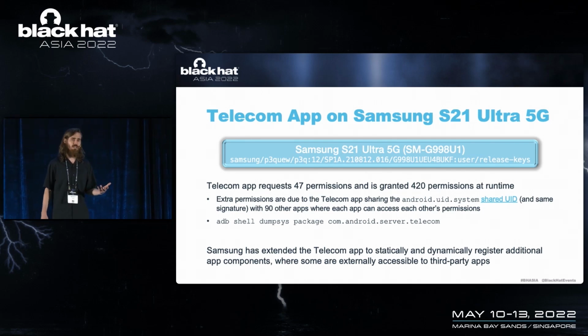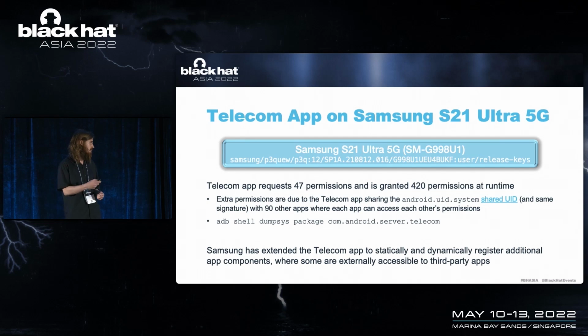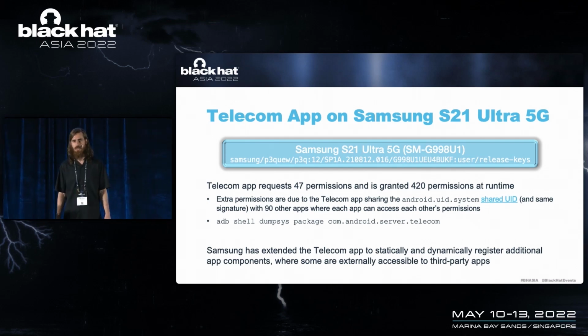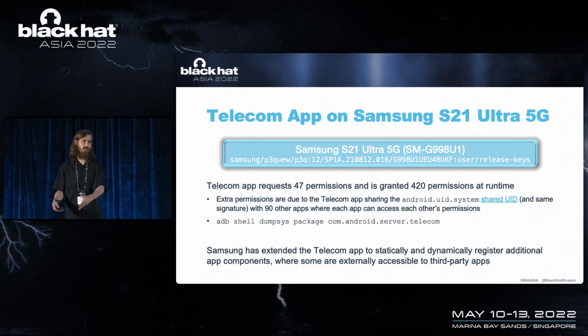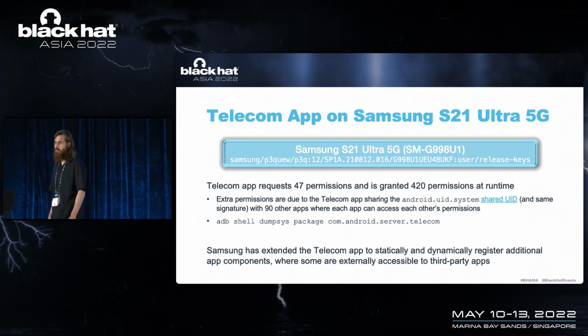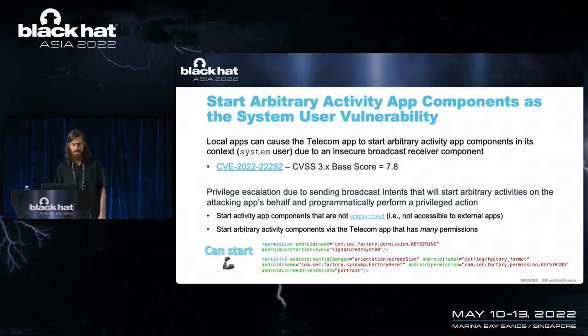And if you use ADB, Android Debug Bridge, you can just execute the command adb shell dumpsys package and the package name. This will show you the permissions that the application requests itself, and then also the permissions that the application is granted at runtime. So Samsung has modified the Telecom app to add in additional application components statically that are present in the manifest, as well as dynamically, which are broadcast receivers which can be registered at runtime for specific actions.